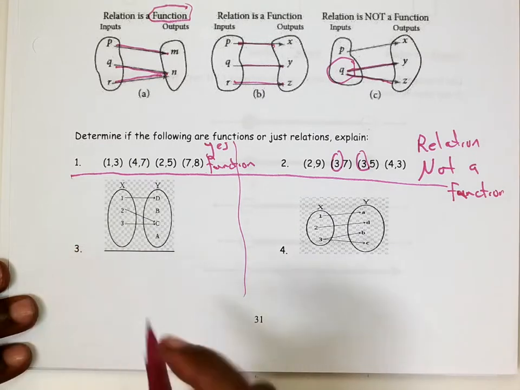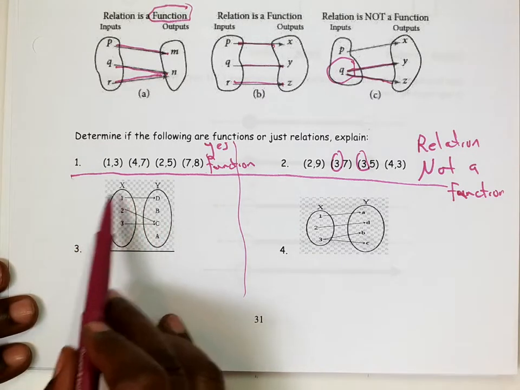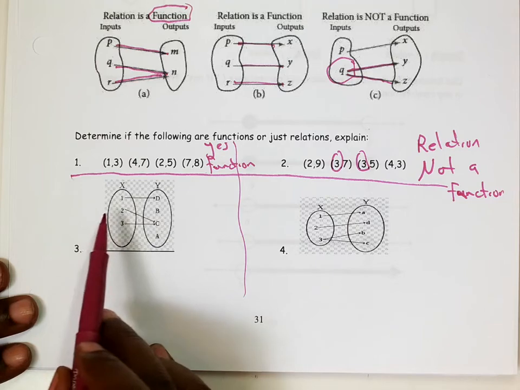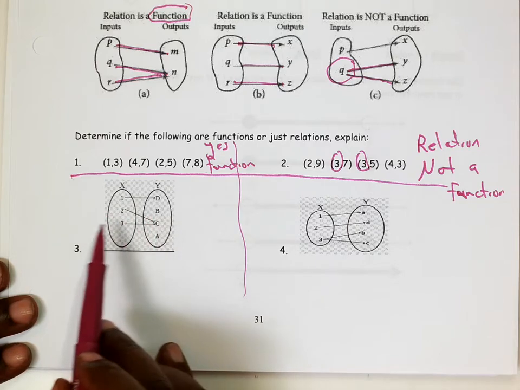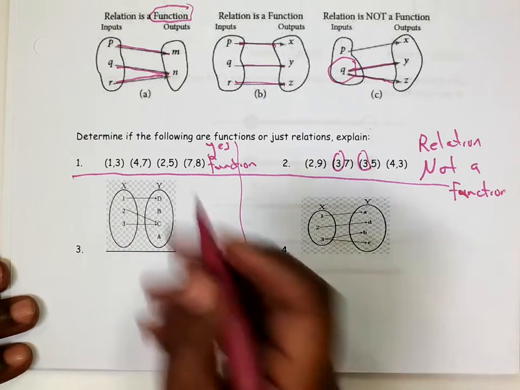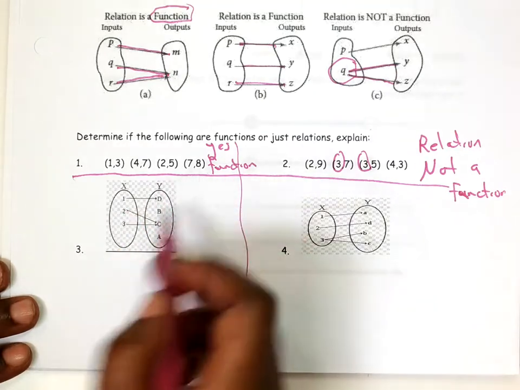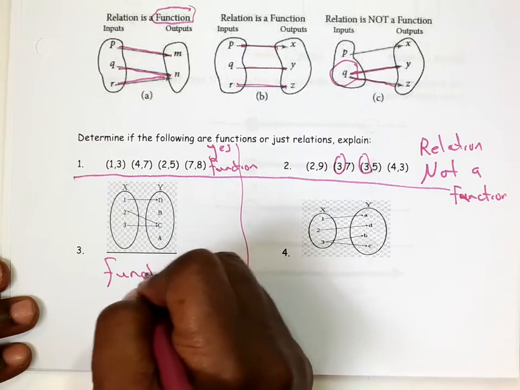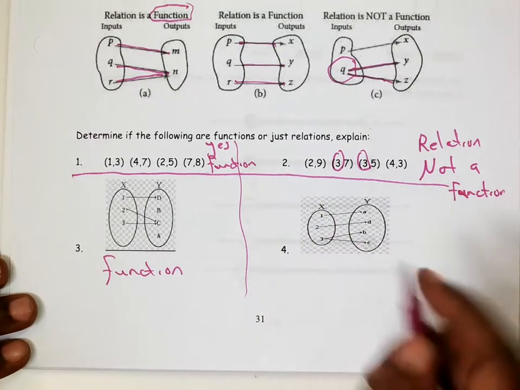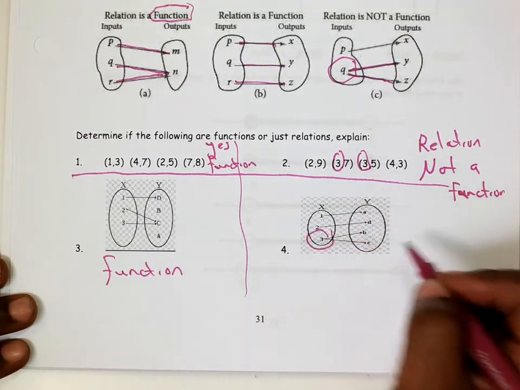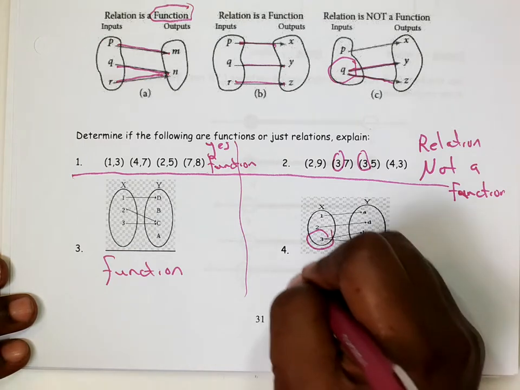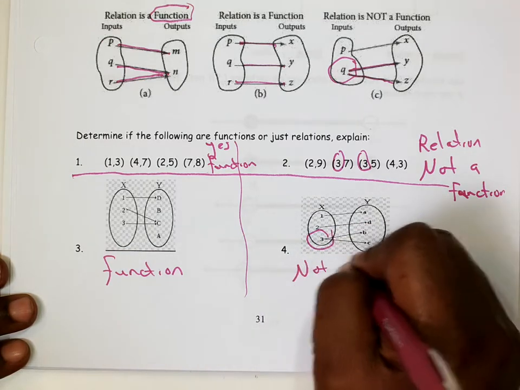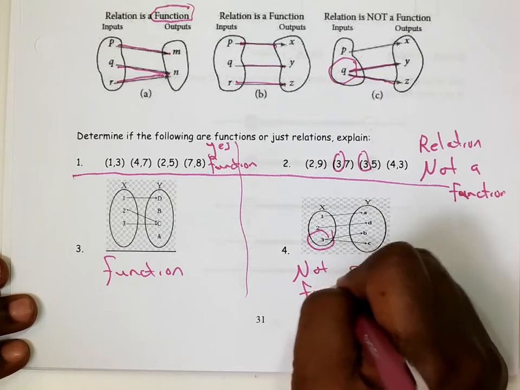Down here, all I care about again is that each of these inputs goes into one and only one output. They could be going to all the same, that's fine. So because these are all going to only one line attached, this is a function. And number 4, this 3 is being mapped to 2 different things. So it's not a function. This is a relation, but it's not a function.